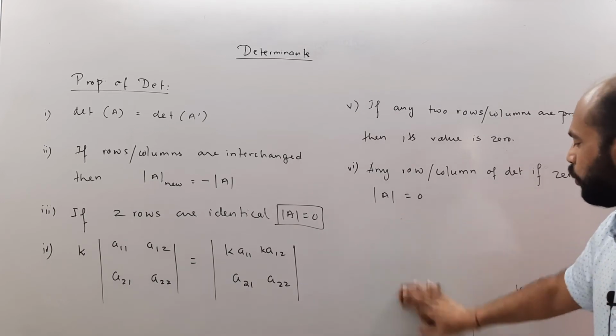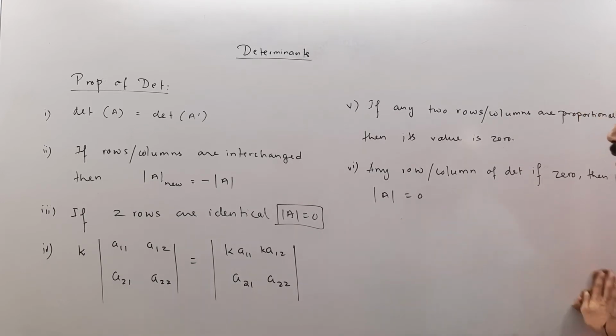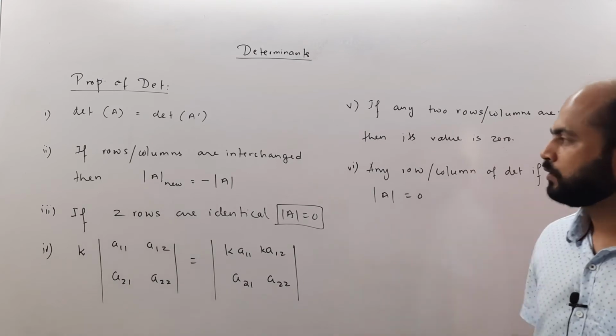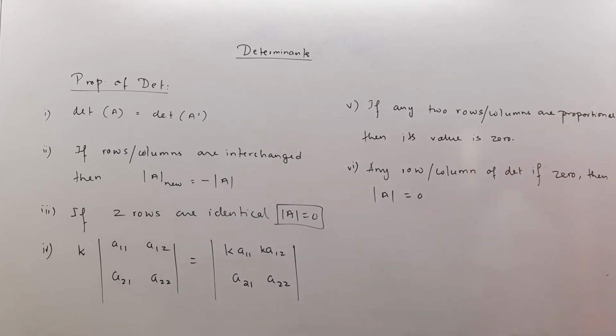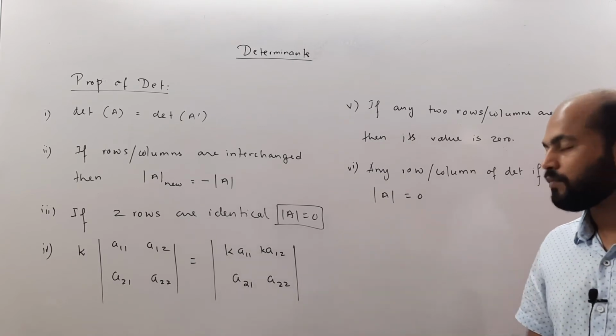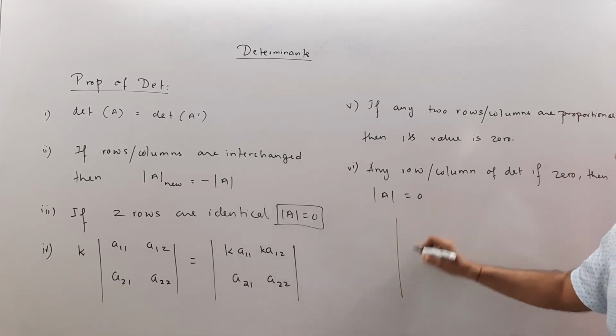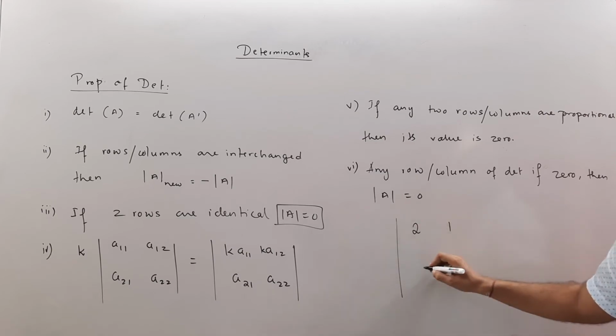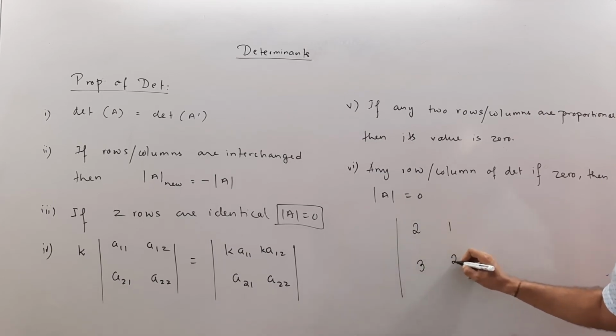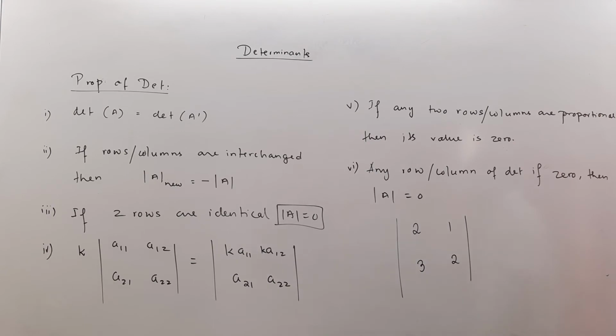Then comes the second property, which says that if the rows or columns are interchanged, then the determinant becomes the negative of the original determinant. Let's take the same example now. So 2 1 3 2, this was what we had, and suppose I find the value, it comes out as 4 minus 3, which is 1, which we got initially.